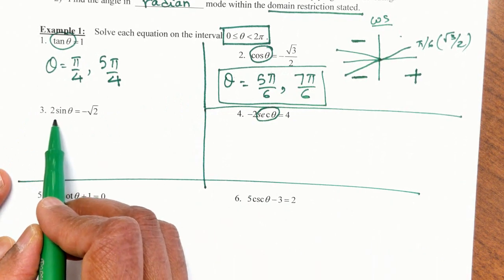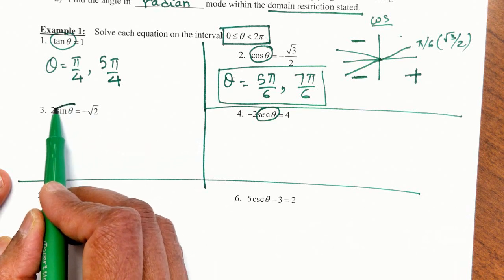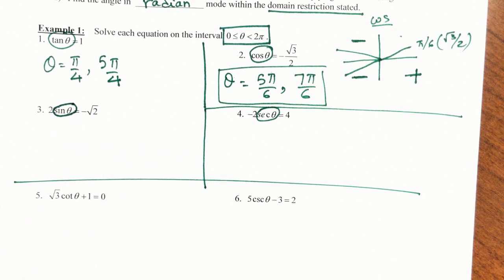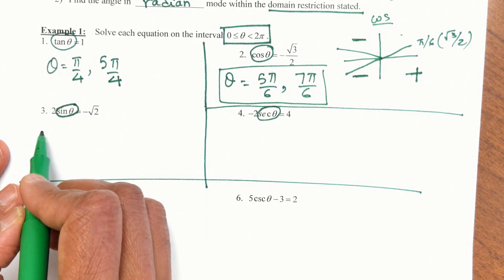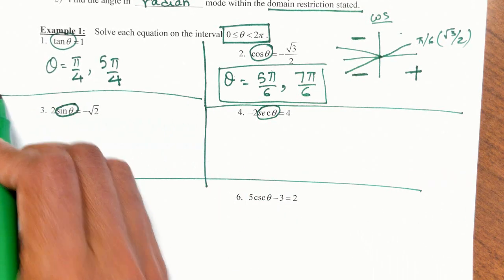So let's look at question number 3. Because sin theta is not by itself, your first step is to isolate the sin theta. So let's go ahead and rewrite, isolate sin theta. That means you will divide both sides by 2. Okay, so I want to see if you guys can do this without my help. Divide both sides by 2, see what you get, and then answer the question.